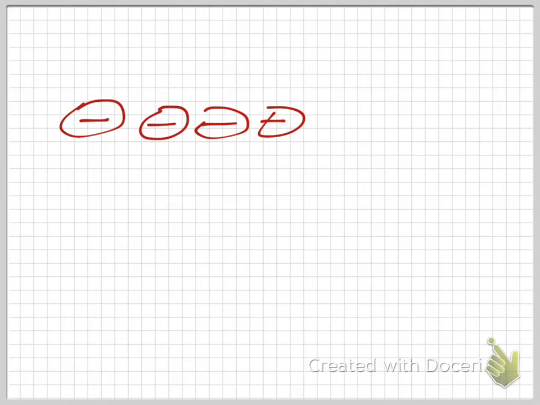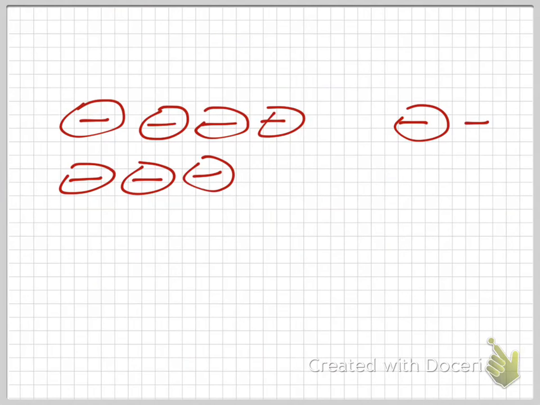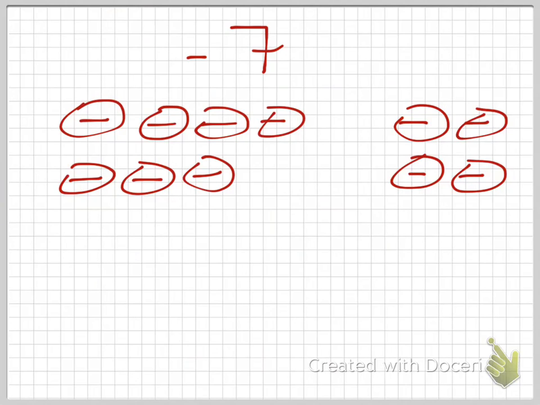Okay. I'm going to write another one, and this time you write me the question again. You write me the question. Michael, what do you have as the question? Right, negative 7 minus 4.